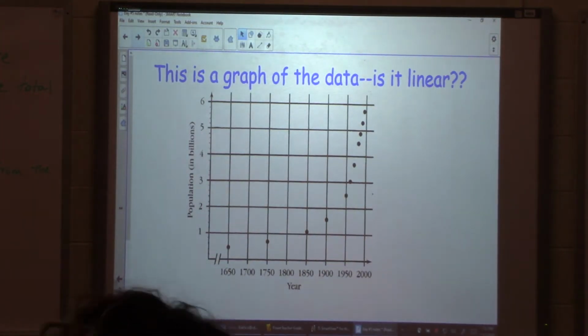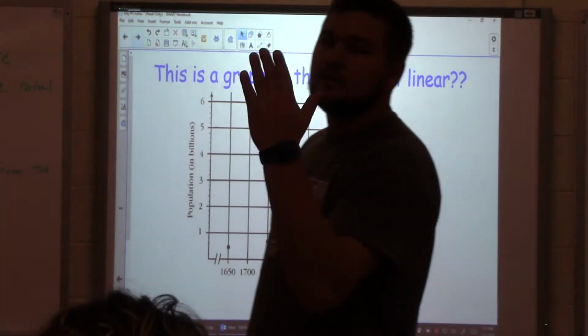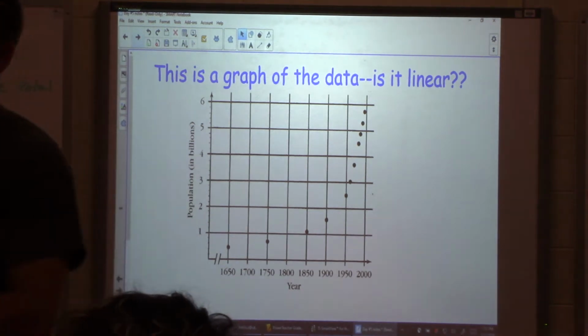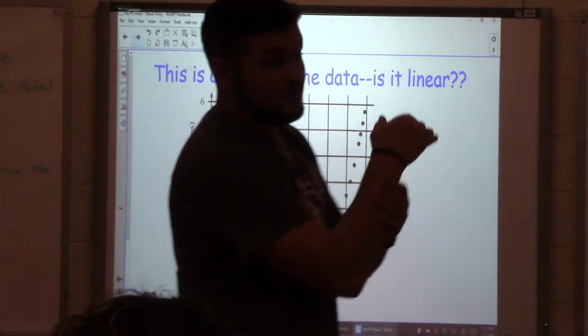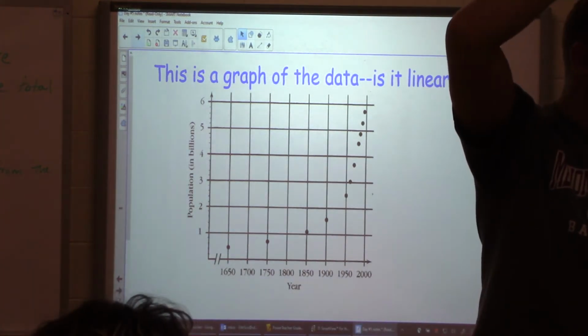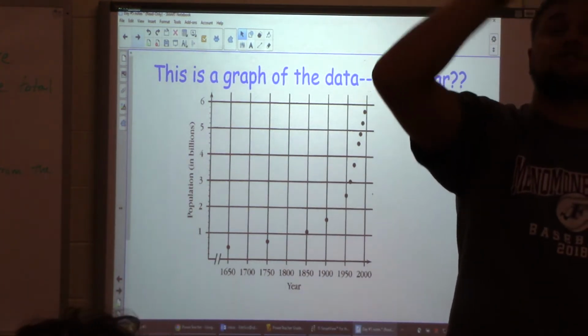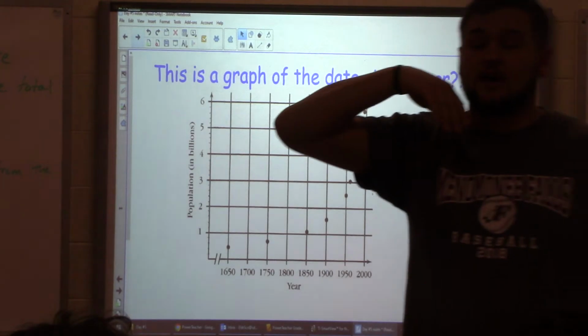So, today what we're going to talk about is we're going to differentiate between linear regression and exponential regression. Population grows at an exponential rate, right? The more people you have, the more people are going to produce. So, it grows exponentially. It doesn't grow on a straight line.